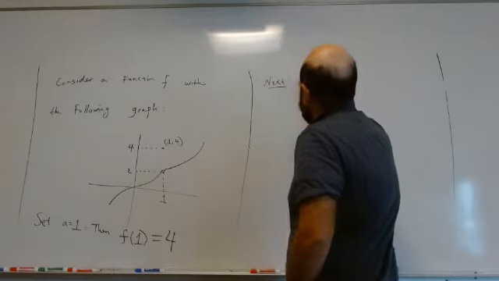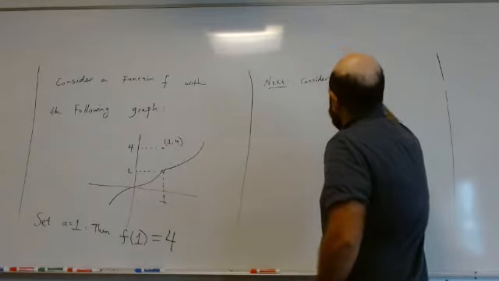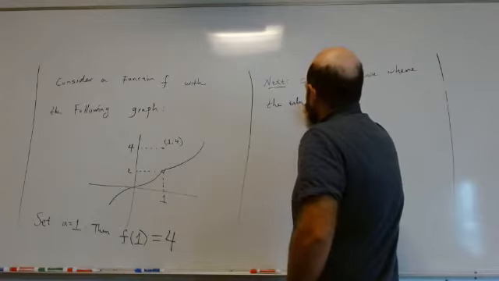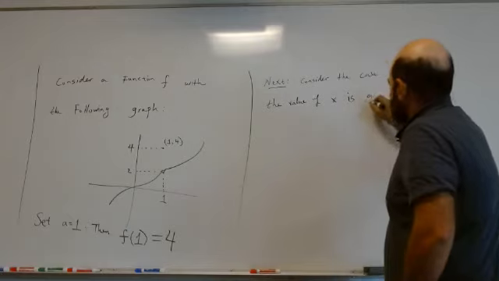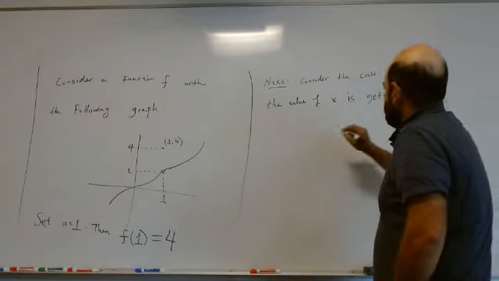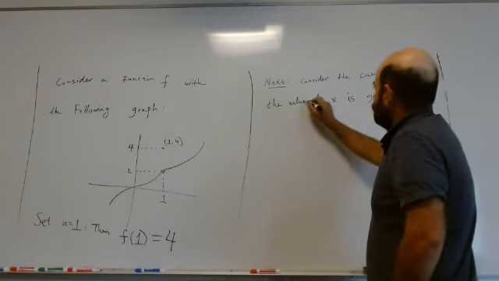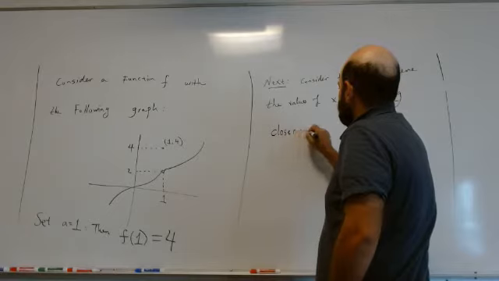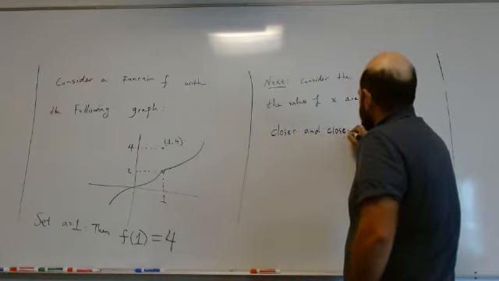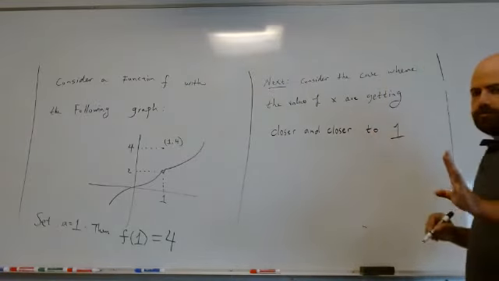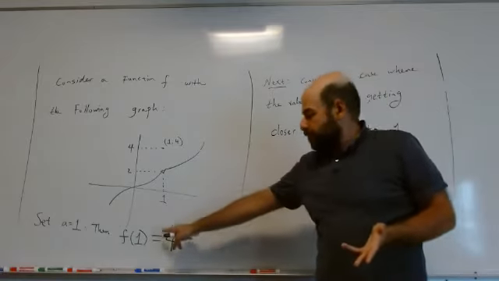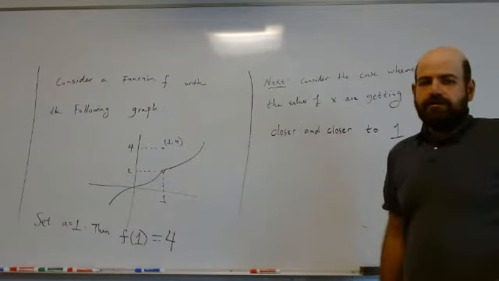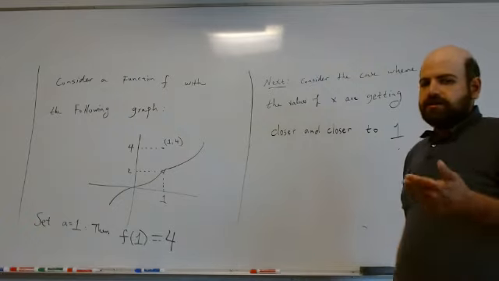Next, consider the case where the values of x are getting closer and closer to 1. So not equal to 1. It could be equal to 1, but we already said what happens if the value of x is exactly 1. Now, in the next case, we want to consider a case where the value of x is not exactly 1, but just getting closer and closer to 1.